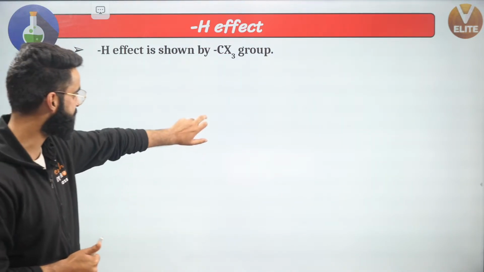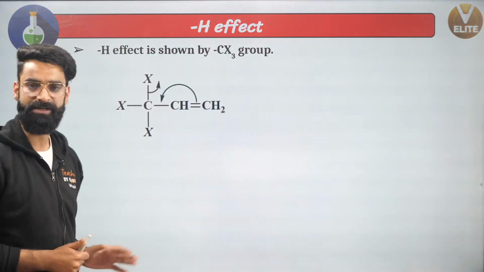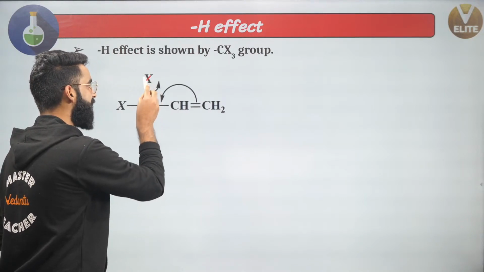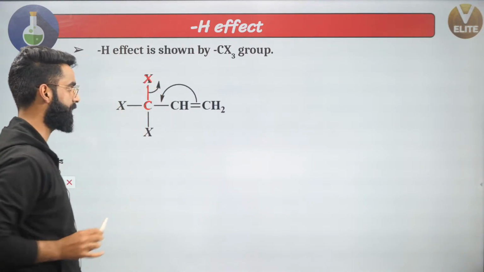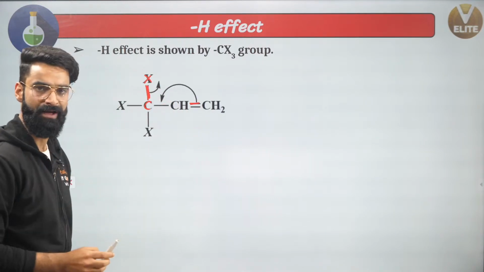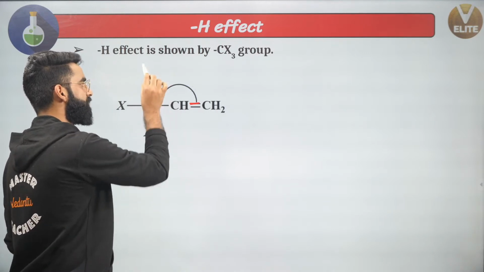For example, have a look. See guys, this is one more molecule which I've taken right here. This is carbon, this is a single bond, and this is a halogen right here. One more halogen, one more halogen. I have got a sigma bond right here, and this is the pi bond. Halogen is more electronegative than carbon, so electron density will lie towards this halogen.